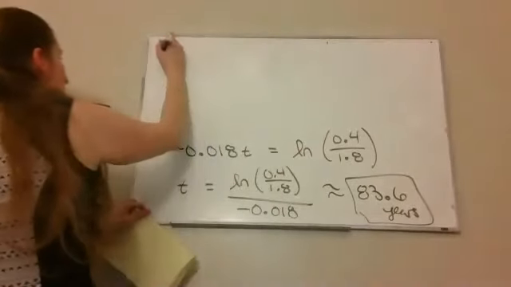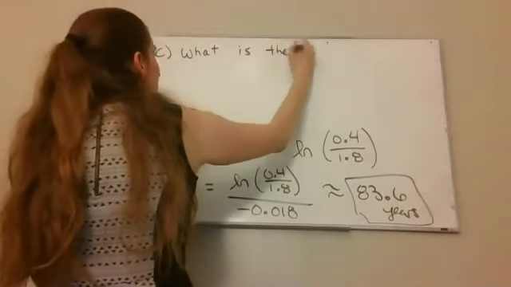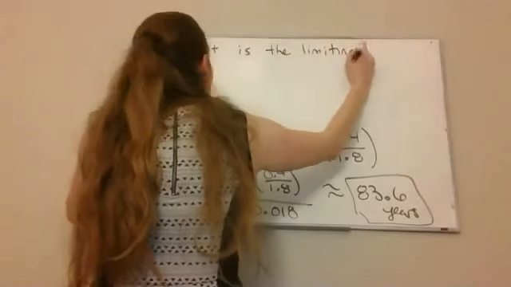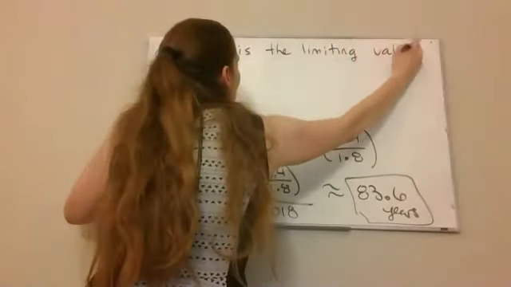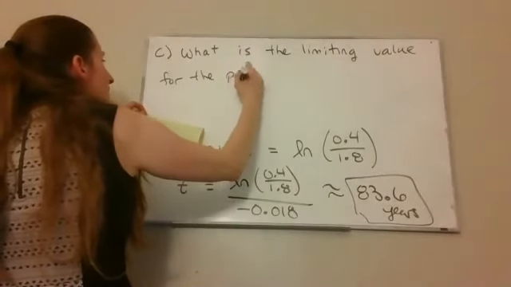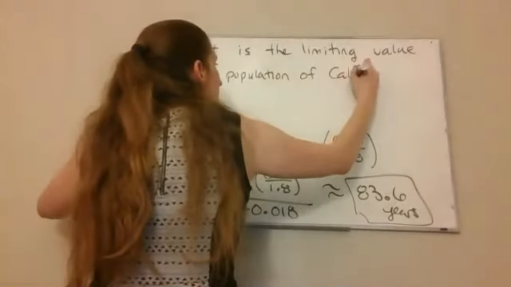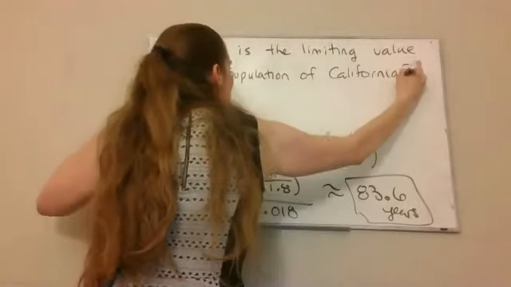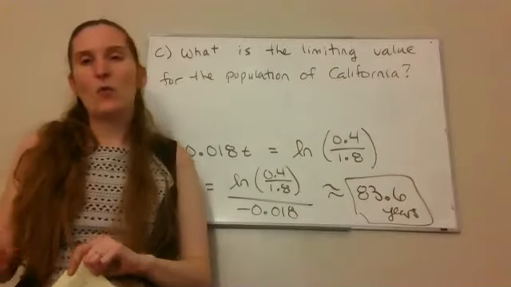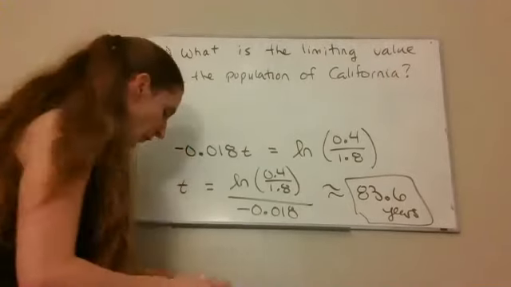Now the last part of this question is, what is the limiting value for the population of California? What this is saying is, as time continues to go on, what is the population going to level off at? When's it going to stop growing?